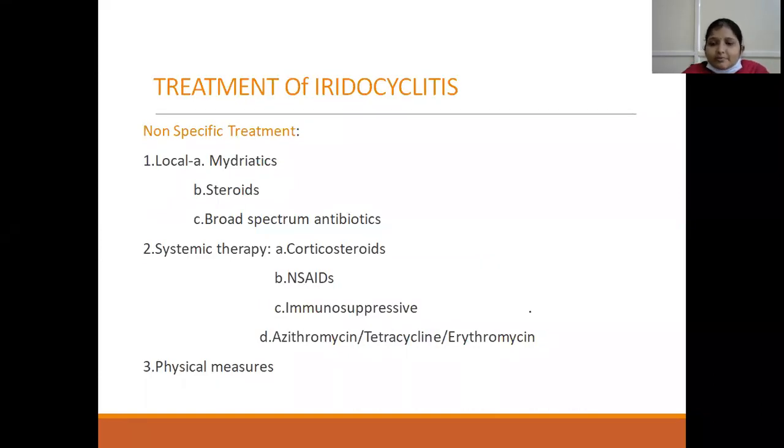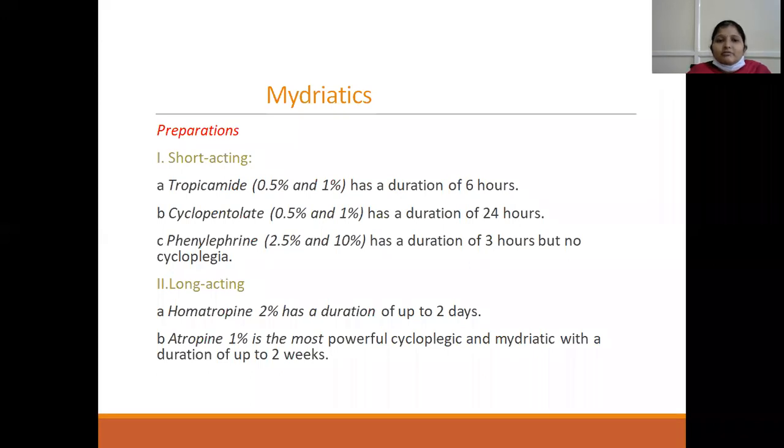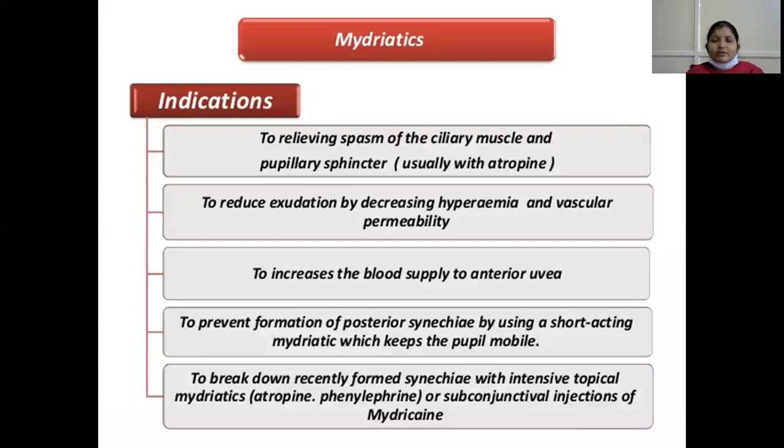Local non-specific treatment, mydriatics. There are various types of mydriatics: tropicamide, cyclopentolate, phenylephrine, homatropine, and atropine, of which atropine has the most cycloplegic effect. So what is the role of mydriatics in uveitis? They act by relieving the spasm of the ciliary muscle and pupillary sphincter. So they reduce the exudation by decreasing the hyperemia and vascular permeability, and increase blood supply to the anterior uvea. So there will be more antibodies reaching the uvea.